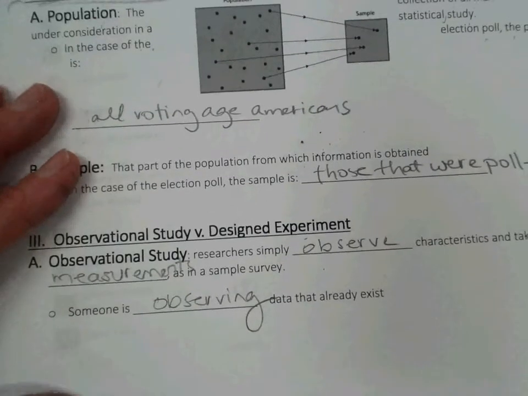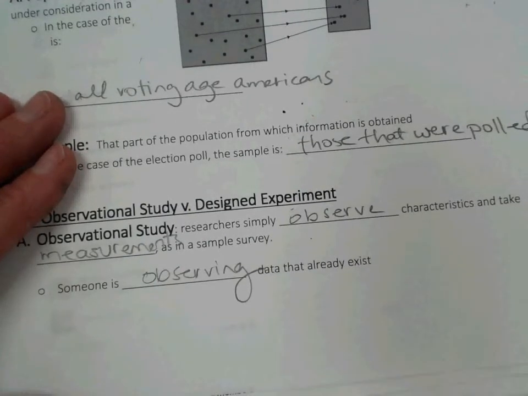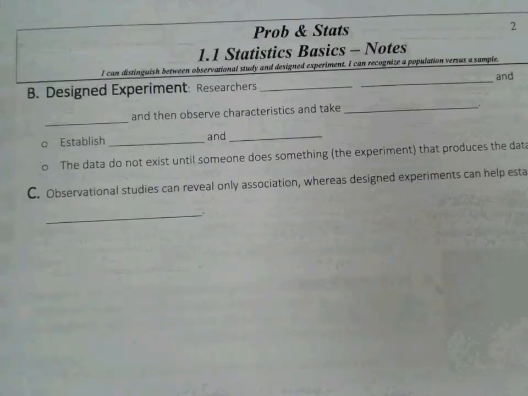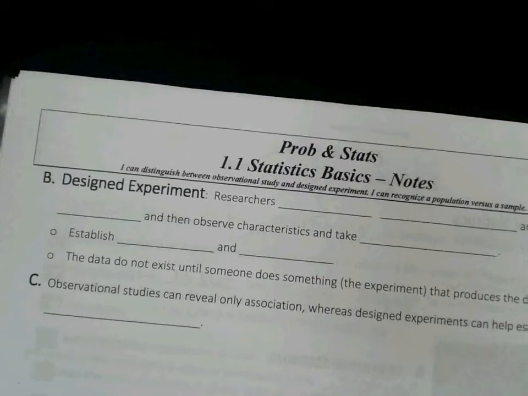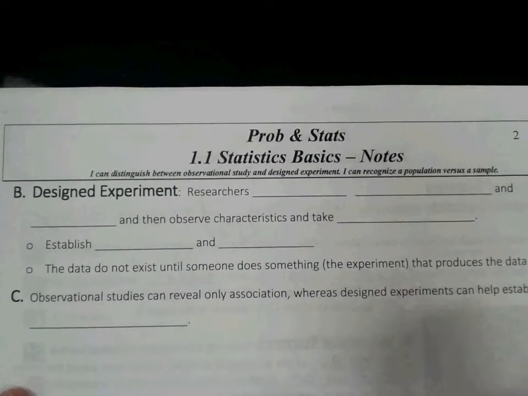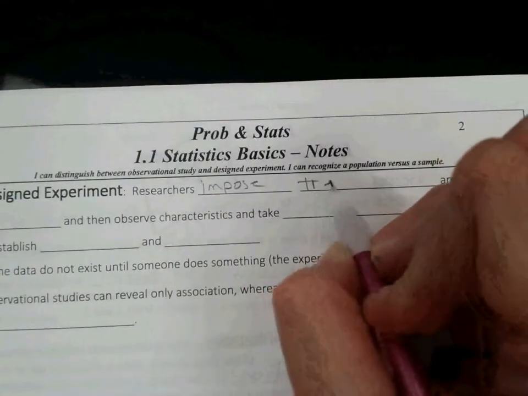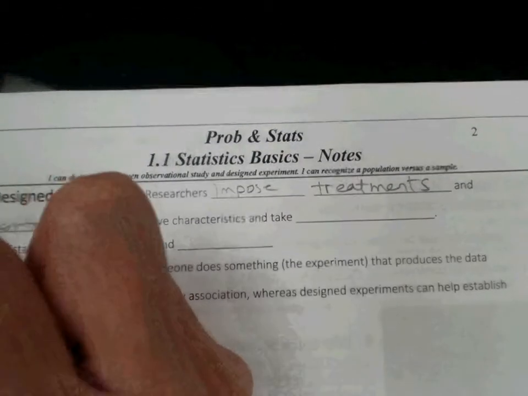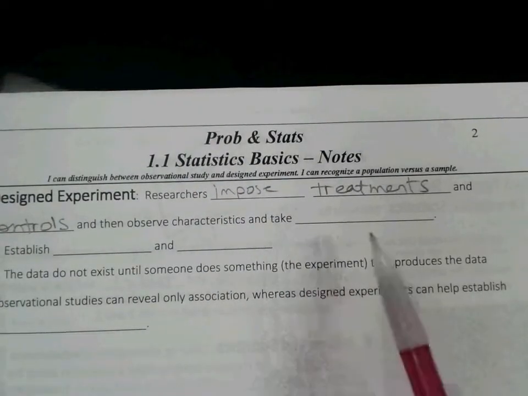I could observe how many people in the classroom have sandals on right now, and I could count that up versus those that don't have sandals on. That would be data that I am observing. That'd be an observational study. Design experiment. Anybody have the blanks for us on that? Mac, you've got it. Researchers impose treatments and controls and observe characteristics of measurements. Great. And then what? And then observe characteristics and take. Great.